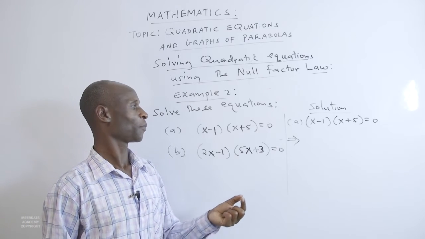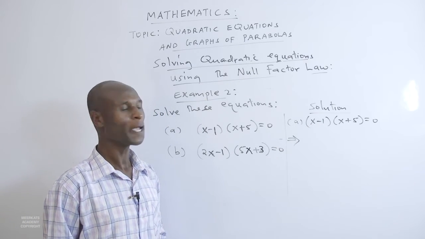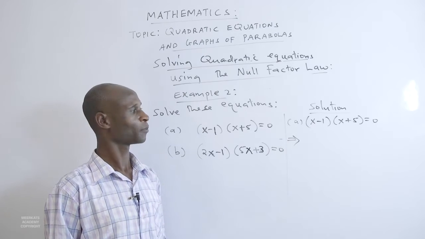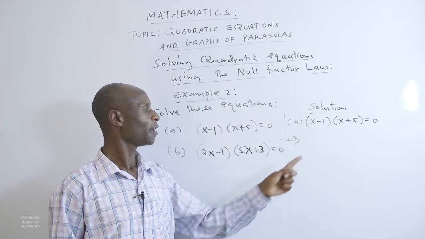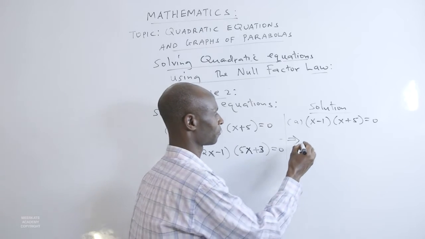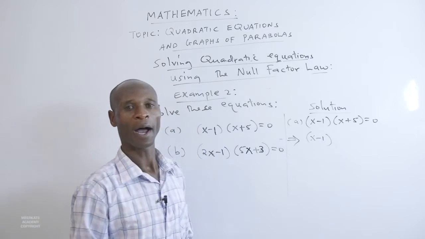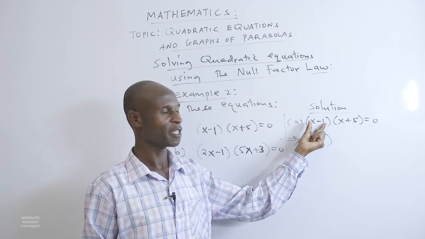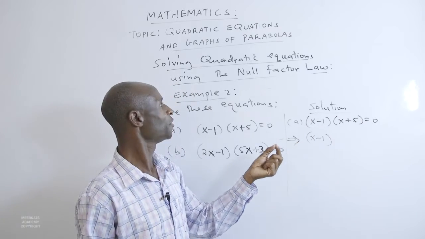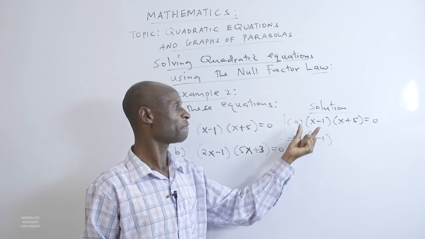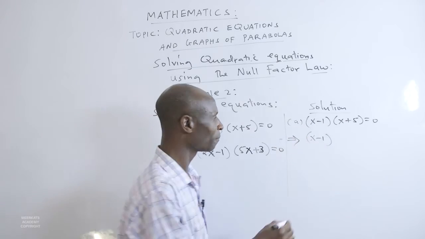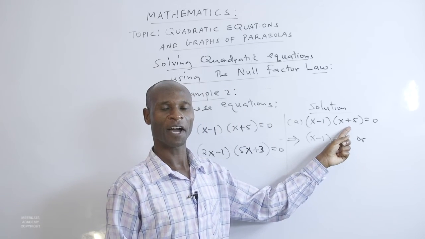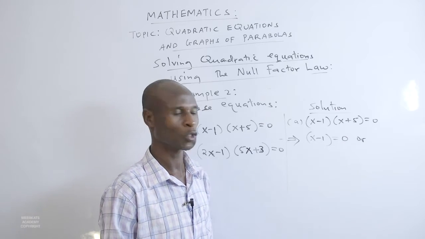So I believe that you have made an attempt on part A. We have two linear factors. What are the linear factors here, class? The linear factors are x minus 1 and x plus 5. The product of the linear factors is 0. It means, using the null factor law, that the first linear factor will be equal to 0, or the second linear factor, which is x plus 5, will also be equal to 0.